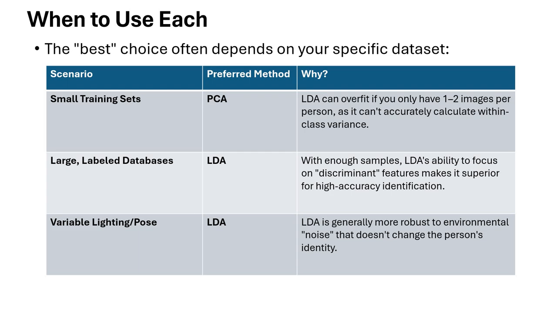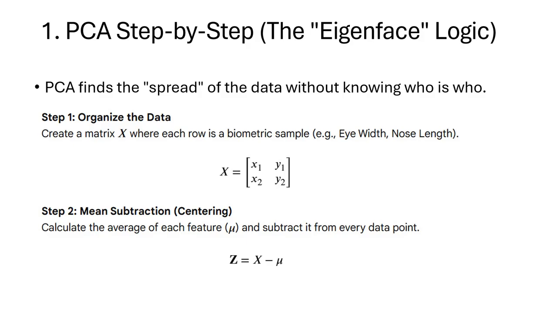Now the step-by-step procedure of PCA and LDA. The first thing is PCA. These are the mathematical steps of PCA, the eigenface logic. The first step is organizing the data. Here X is the creation of the matrix where each row is a sample of biometrics, for example eye width and nose length. That is the coordinates we are mentioning as a matrix.